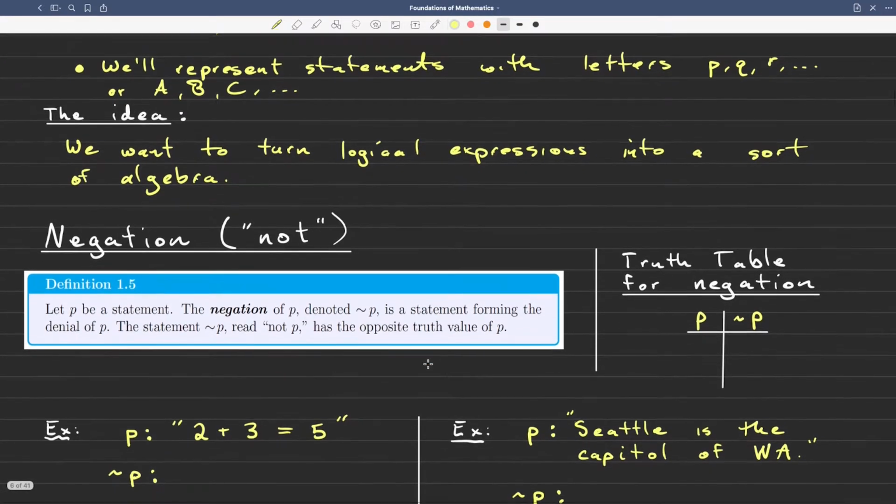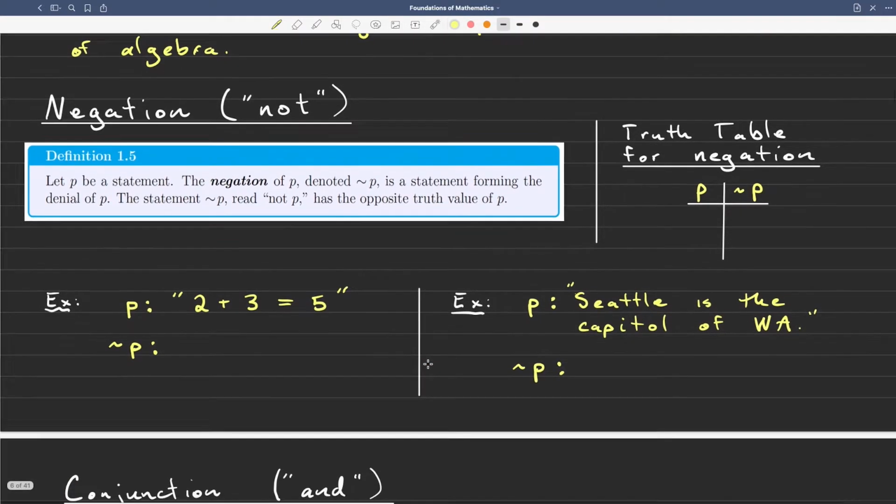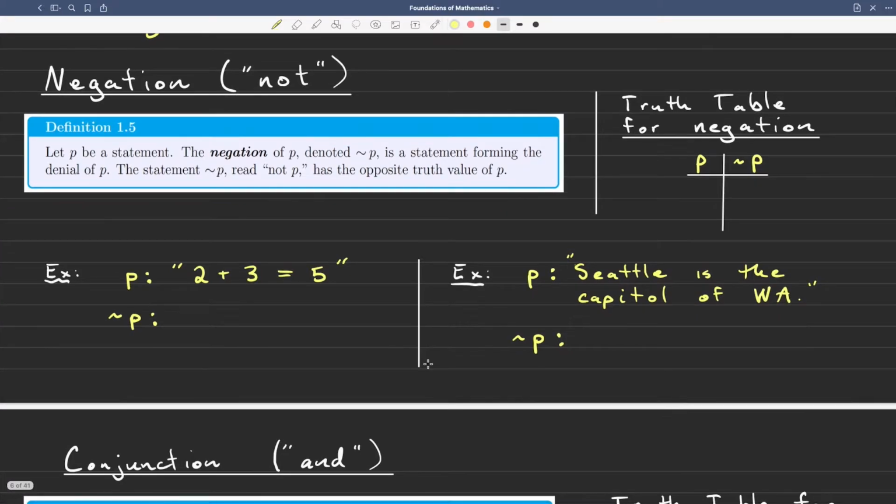So to that end, let's start with the most simple way of taking an existing expression and modifying it logically. That is called negation. The negation of a statement P, we'll denote with a tilde P. Sometimes people use a little crook symbol, I'm not sure what you call that little symbol, but in this class, we're going to use the tilde.